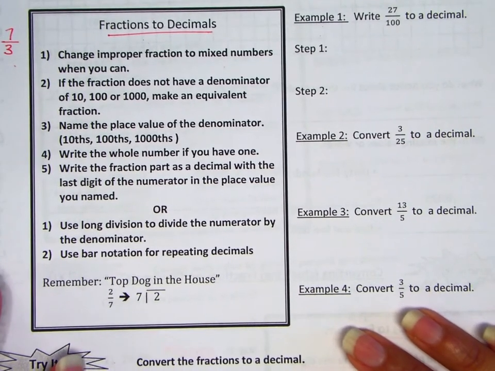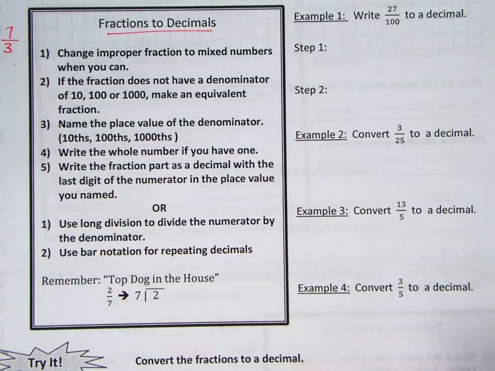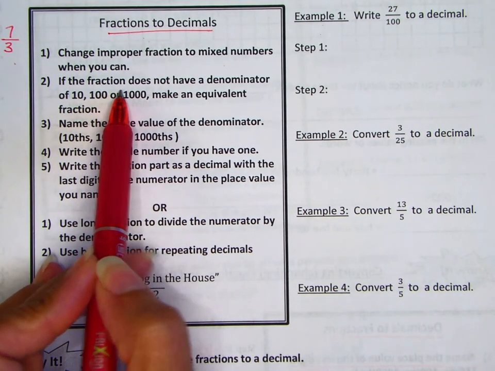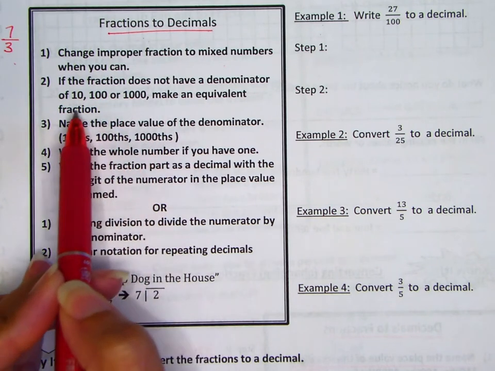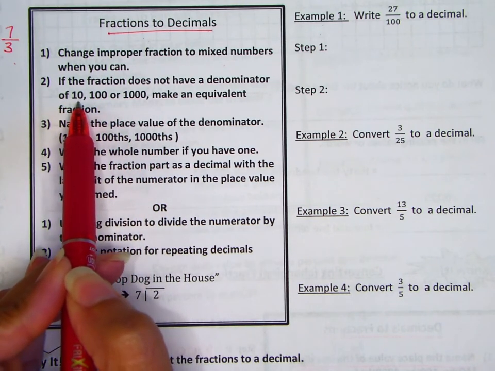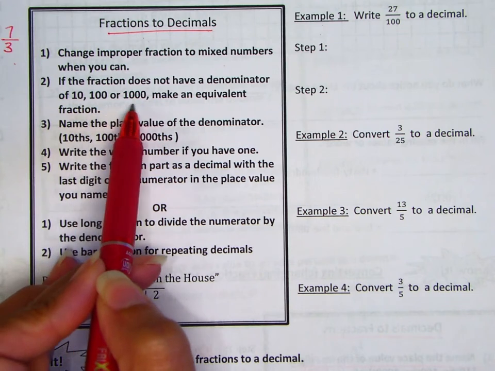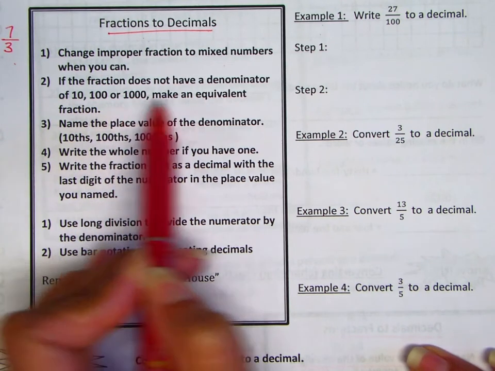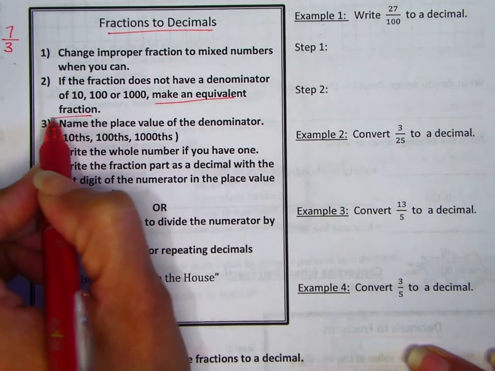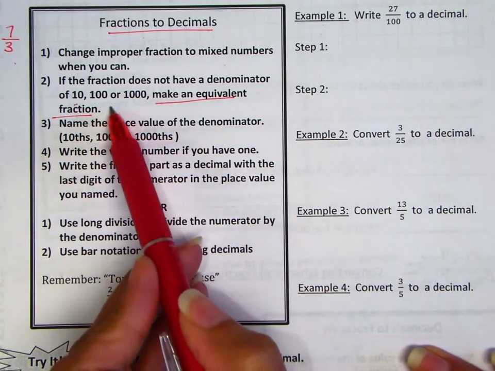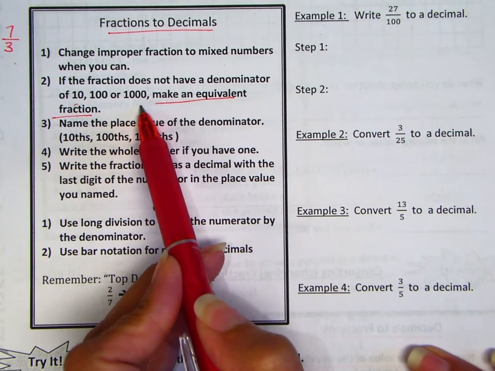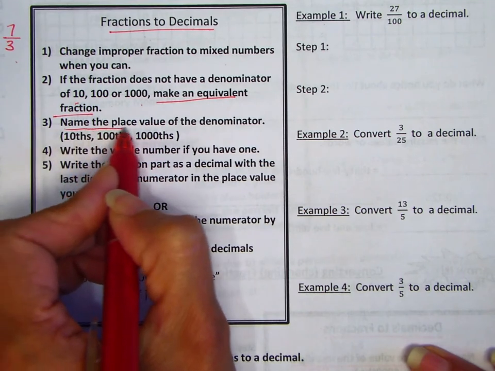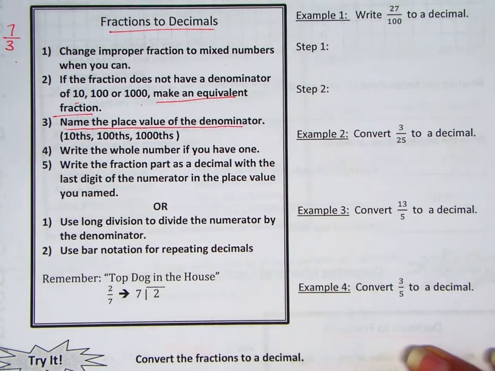Once you've changed your improper fractions, then you're going to look at the fraction portion of your mixed number or any fraction that you have. Just look at the fraction and look at that denominator and see what the denominator is. If it has a denominator of 10, 100, or 1,000, then that makes your job a lot easier. If not, we can always make an equivalent fraction with a 10, 100, or 1,000 as the denominator. Once we've done that, we can name the place value of that denominator, just like we did with decimal values.